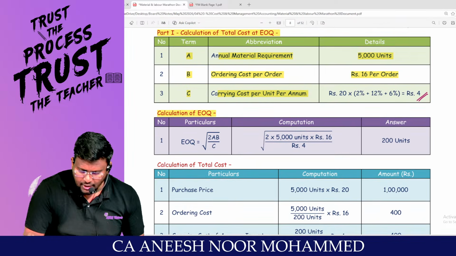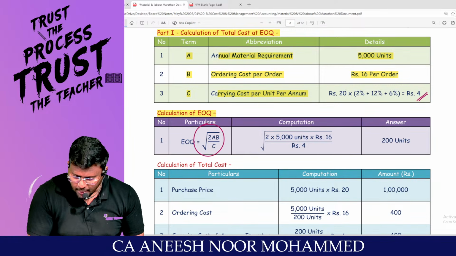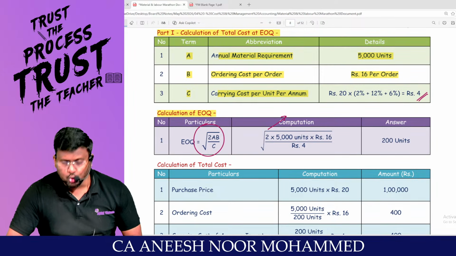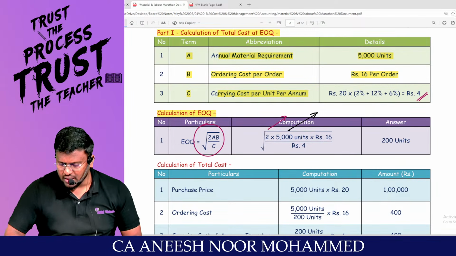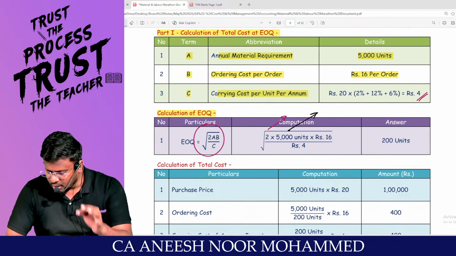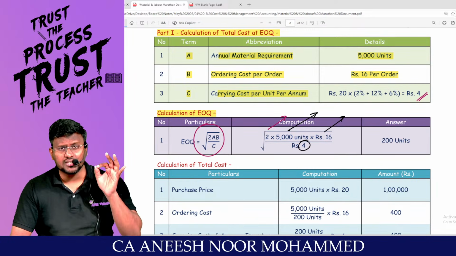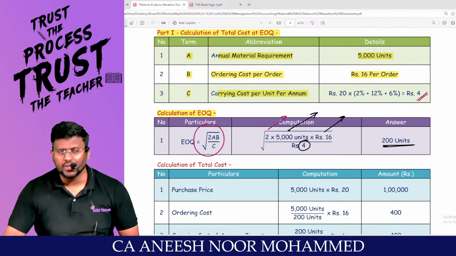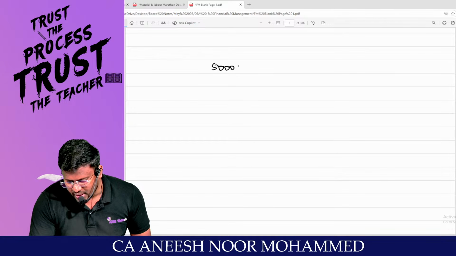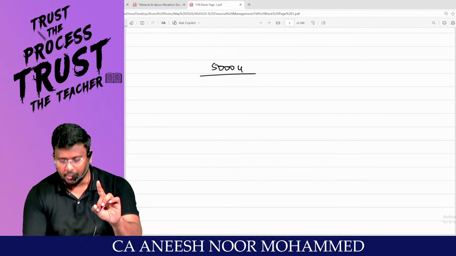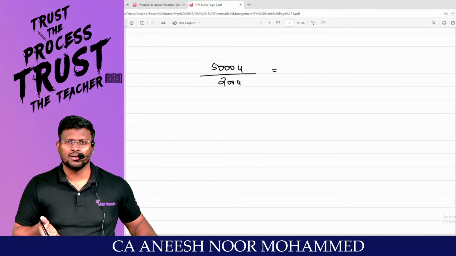Can we apply this into EOQ, economic order quantity? You tell me what is the formula for EOQ? Root of 2AB divided by C. What is the annual requirement? 5,000 units is the annual requirement. Into B, buying cost per order, 16, divided by carrying cost per unit per annum, 4. 200 units is the EOQ. That means in a company, in a year, if 5,000 units are required, it's better to buy 200 units every time, is the suggestion of this subject.